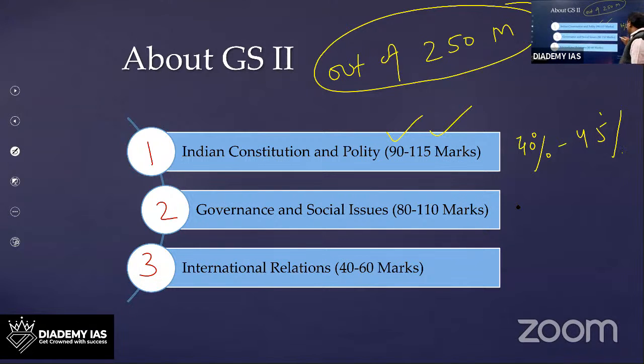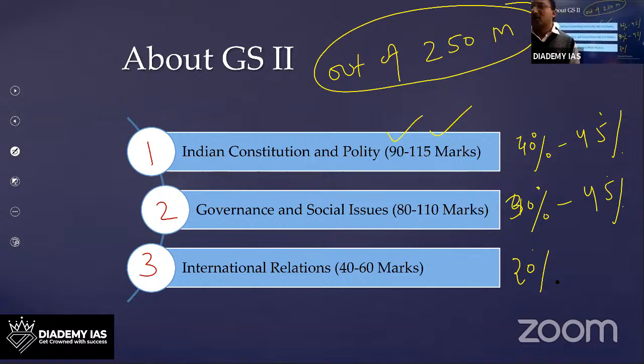Here, second is governance and social issues. Similarly, here the weightage is approximately between 30% to somewhere around 45%. International relations, here the weightage is approximately 20%, right? So the first two are important, and IR is on the third priority as far as the number of marks are concerned. But we cannot ignore any area, because in the GS papers everything is mandatory. There is no option to answer that. You cannot leave any question, right?